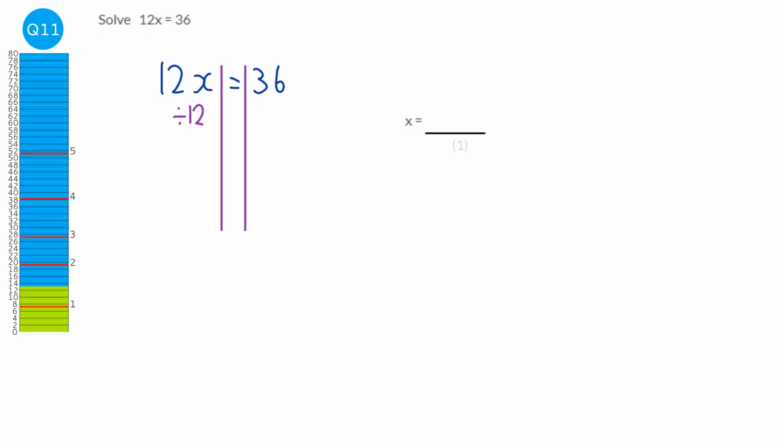Now these lines show us we've got to do the same to the left and right. So if I divide the left hand side by 12, I have to divide the right hand side by 12. So on the left hand side we just have the x, which is what we want. On the right hand side we do 36 divided by 12. How many 12s in 36? That would be 3. So our solution is x equals 3.